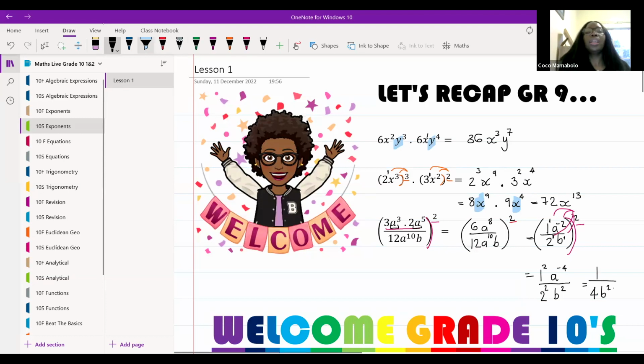So that's going to give me 1 squared is just 1, over 2 squared is 4, b to the power of 2. Now, this thing with a negative exponent cannot be left with a negative exponent. So when it's sitting at the top, I'm going to bring it to the bottom. I'm going to flip it so that it can get a positive exponent. So this then becomes b squared a to the power of 4, or I can write a to the power of 4 b squared. All right. Okay.